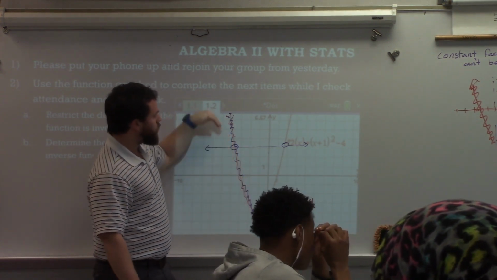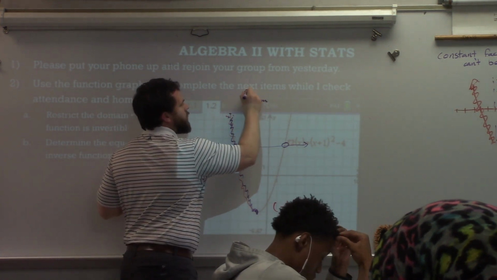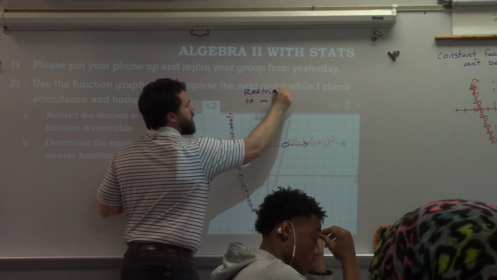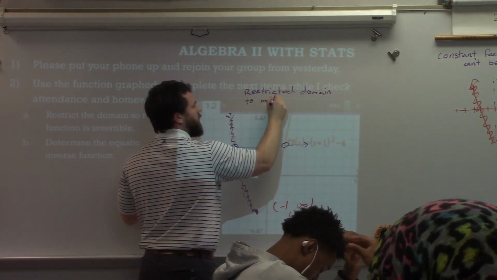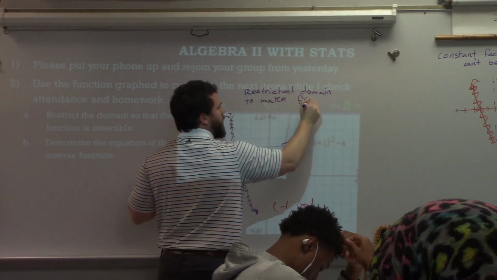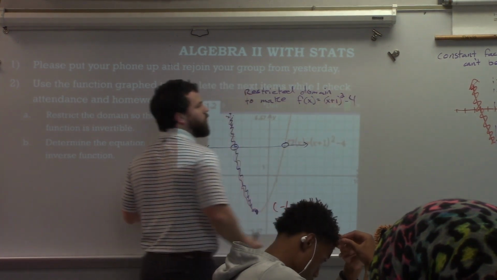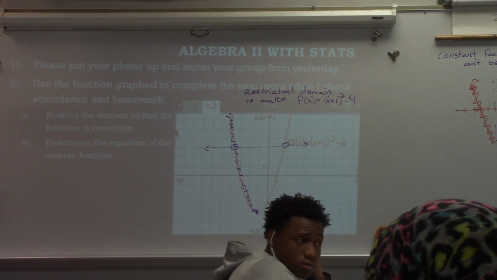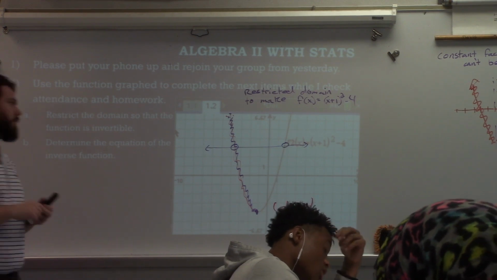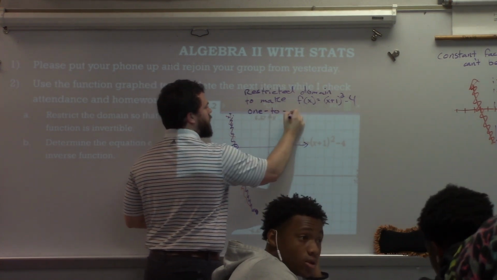What we've done is we have restricted the domain to make f of x equals (x plus 1) squared minus 4, what? We said it has to pass the horizontal and vertical line test, but there was a name for functions that pass both horizontal and vertical line tests. One-to-one. Right? So we had to make f of x one-to-one.